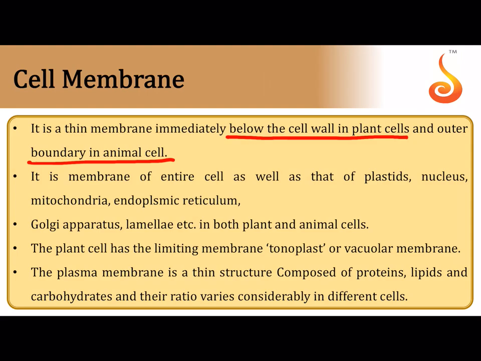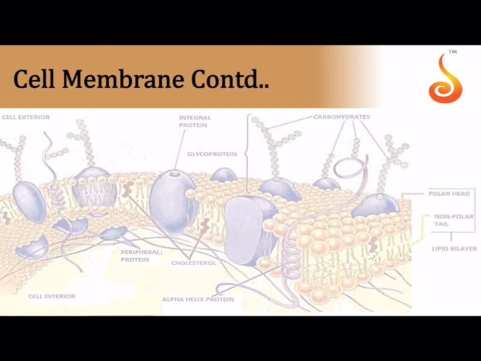In a eukaryotic cell, you have cell membrane in all forms of cell organelles like plastid, nucleus, mitochondria, and endoplasmic reticulum. There is also a vacuole that is seen in the case of plant cells, and the vacuole is also covered by a membrane that is referred to as the tonoplast.